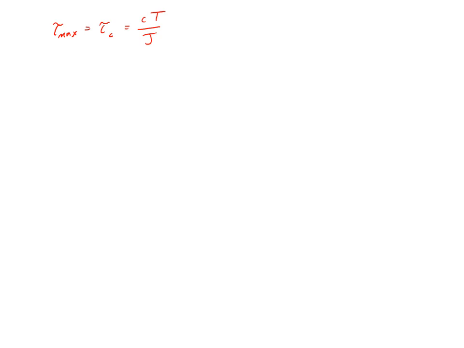So we want the diameter such that tau max is 100 megapascals. All right. So let's rearrange this equation so that we can put some diameters in there so that we can solve for that.